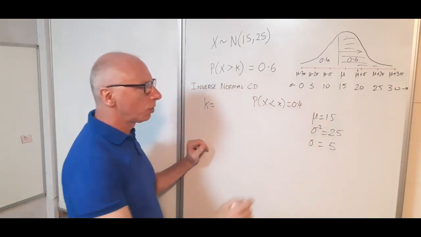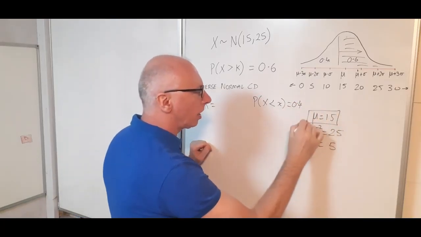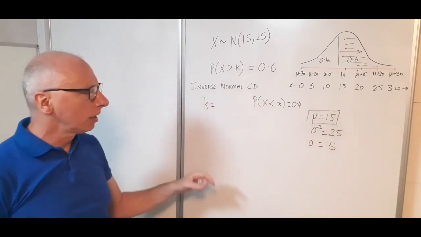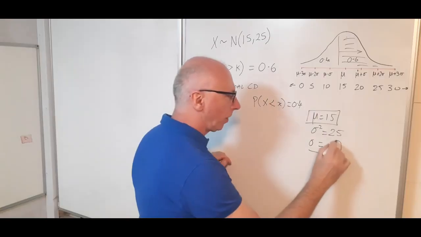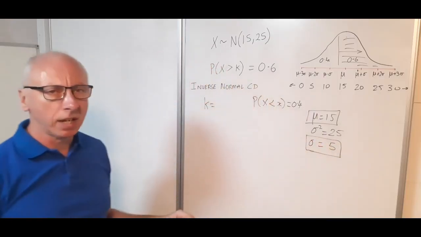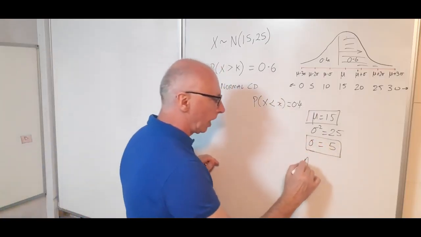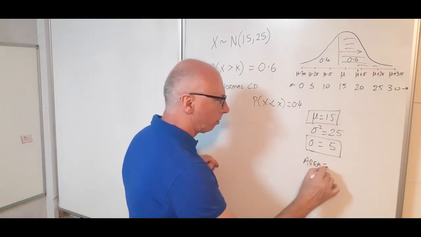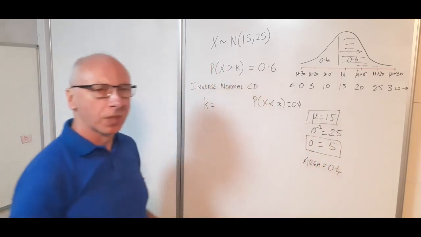So then we would use mu equals 15. That would be input on our calculator. We could put a standard deviation of 5 in our calculator. And the other bit we need is the area, which would equal 0.4.